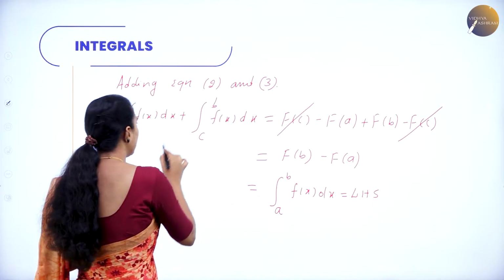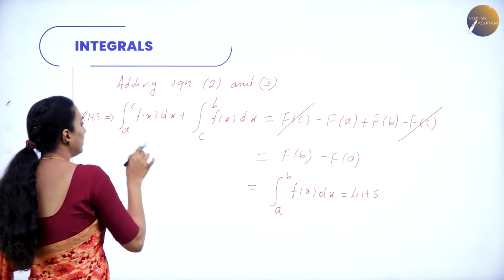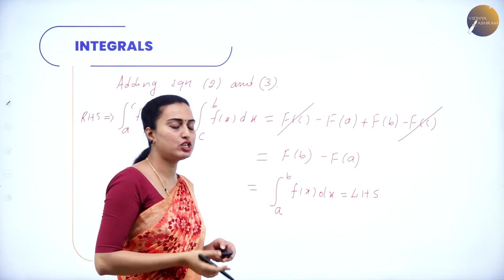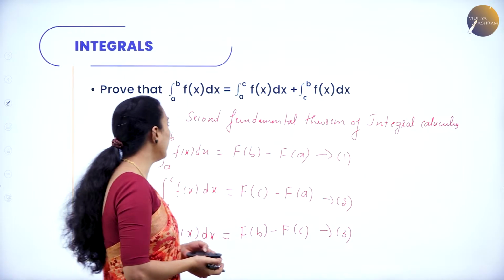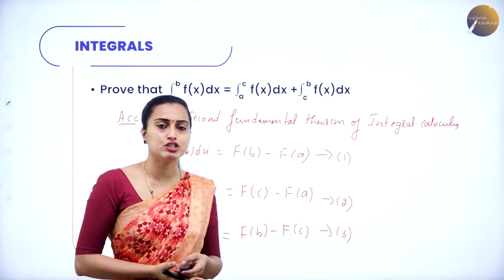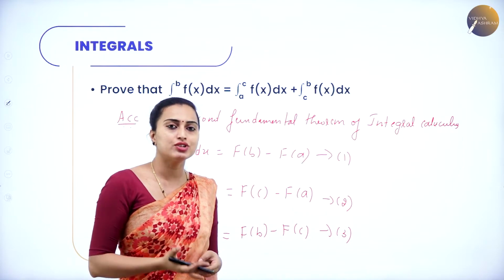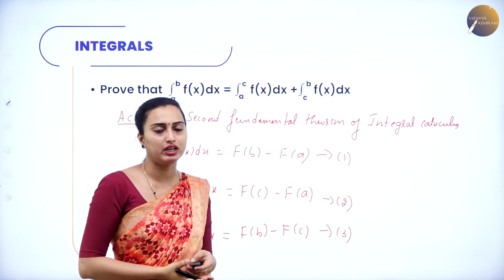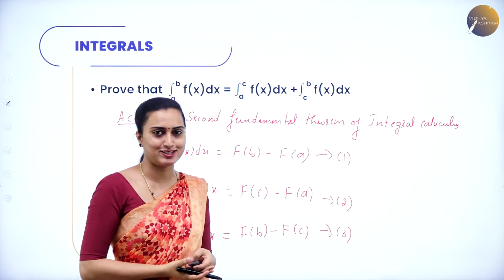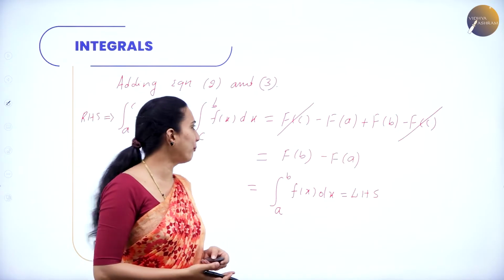Therefore, we have taken the right hand side and then we have proved the left hand side, integral a to b f of x dx. So you can write integral a to b f of x dx as integral a to c f of x dx plus integral c to b f of x dx. I hope you got this one. Now we'll be moving on to the next property, dears.